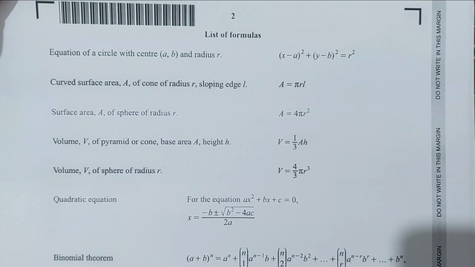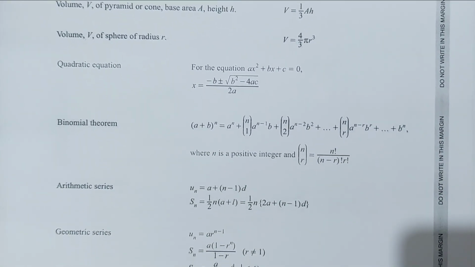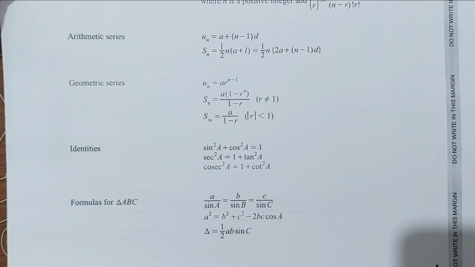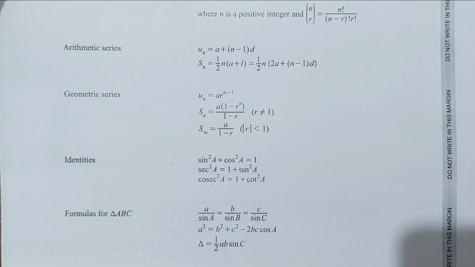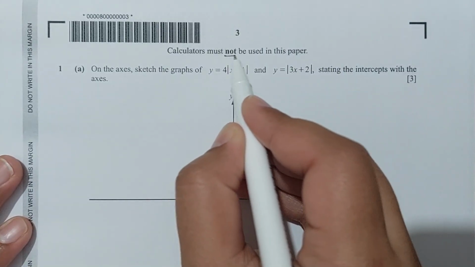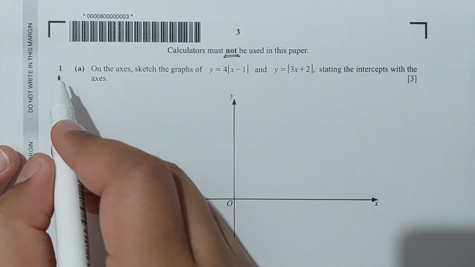As you can see, they have provided us the list of formulas: quadratic equation, binomial theorem, arithmetic and geometric series, some identities and some trigonometric formulas. So no need to memorize these formulas. Again, keep in mind that calculators must not be used in this paper. It is a non-calculator paper, right?